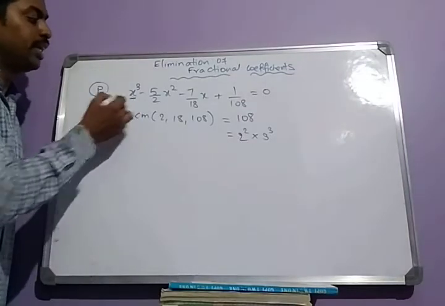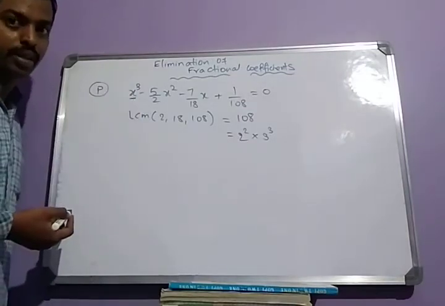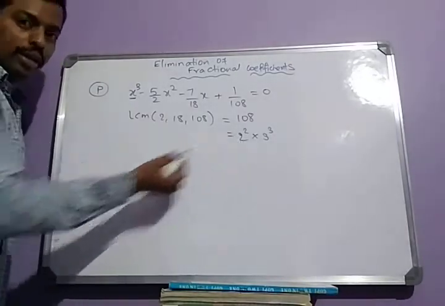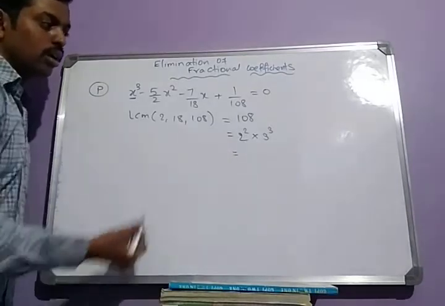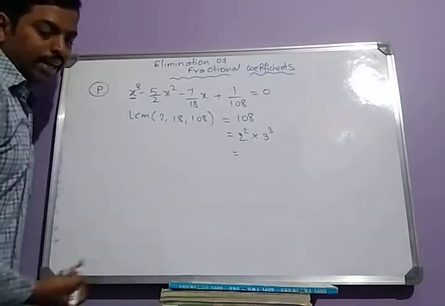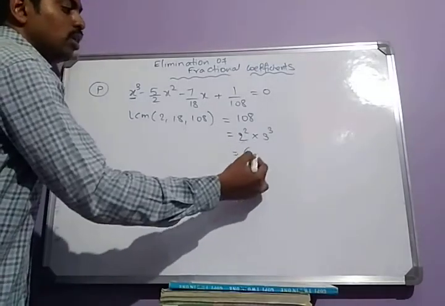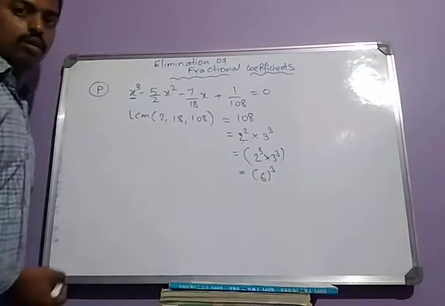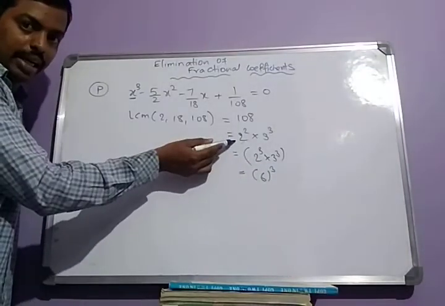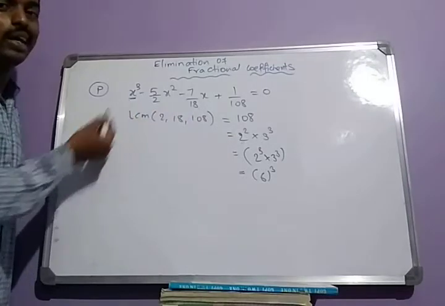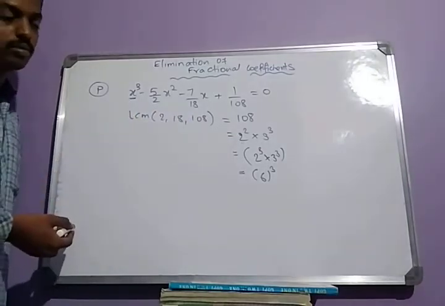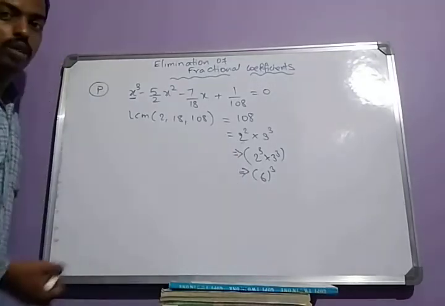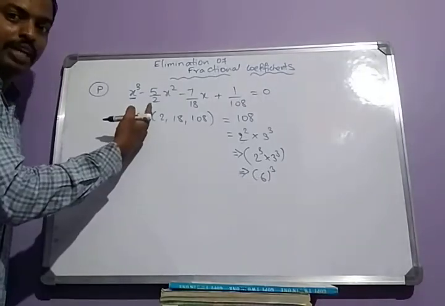And observe that the degree of this given equation is 3. That means you are supposed to get a perfect cube here. If you want a perfect cube, this thing must be multiplied with 2, correct? So if you multiply this thing with 2, you get 2 cube into 3 cube, which is nothing but 6 cube. I have converted this thing into a perfect cube only because the degree is 3 here. So now you take this number 6 cube and you multiply this given equation.